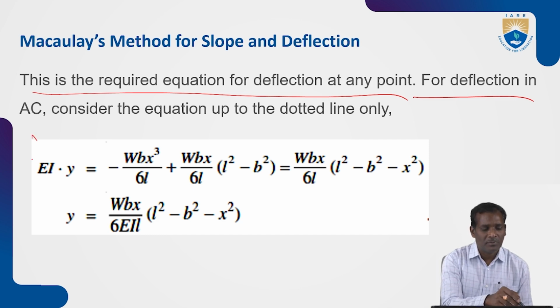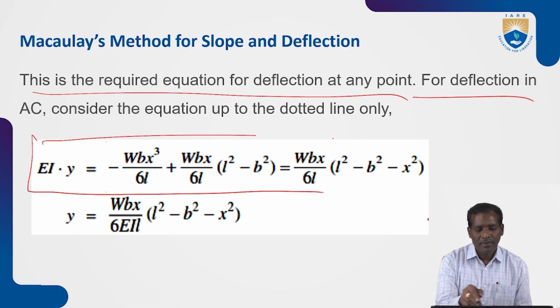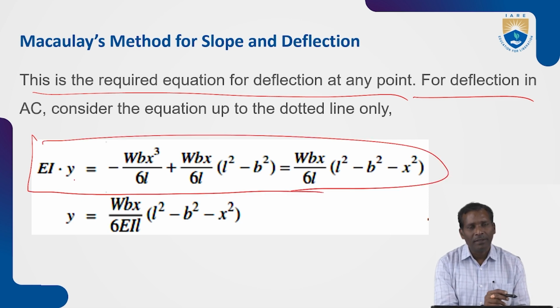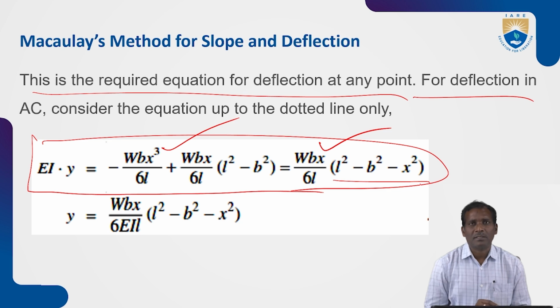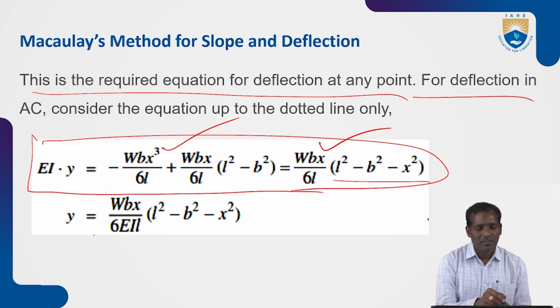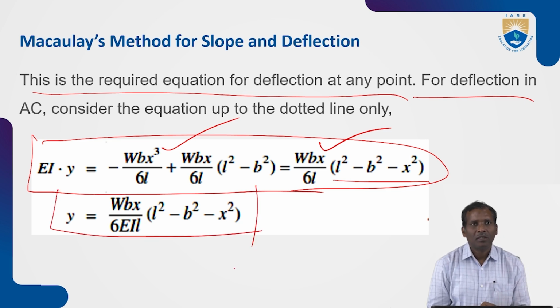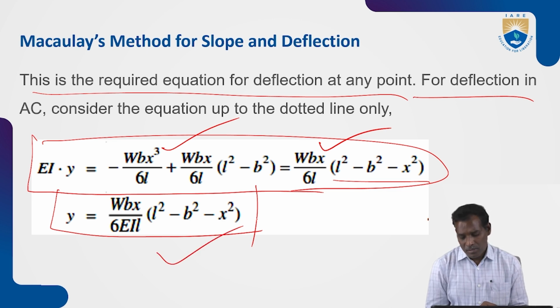So in this, the deflection EI into y is equal to minus WB x cube by 6L plus WB x by 6L into (L square minus B square), which gives WB x by 6L into (L square minus B square minus x square). So y is equal to WB x by 6EI L into (L square minus B square minus x square).